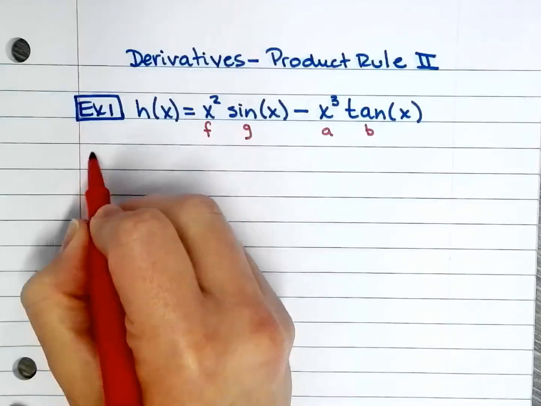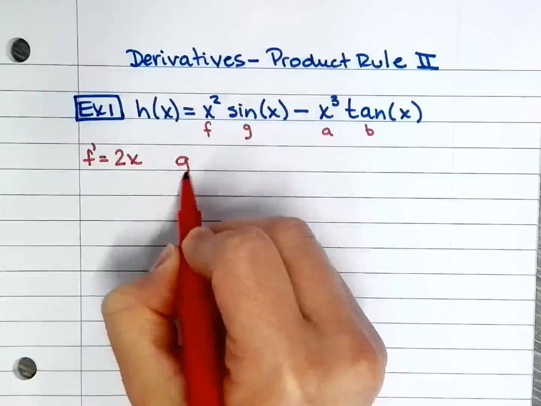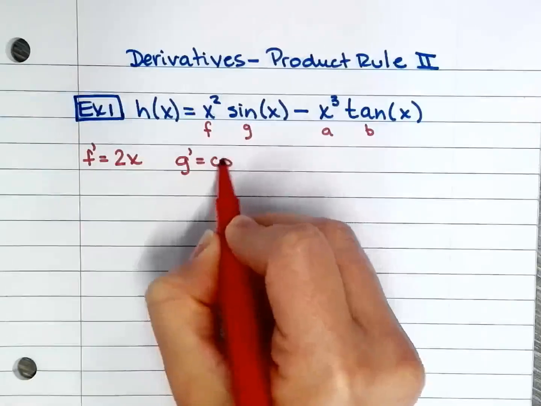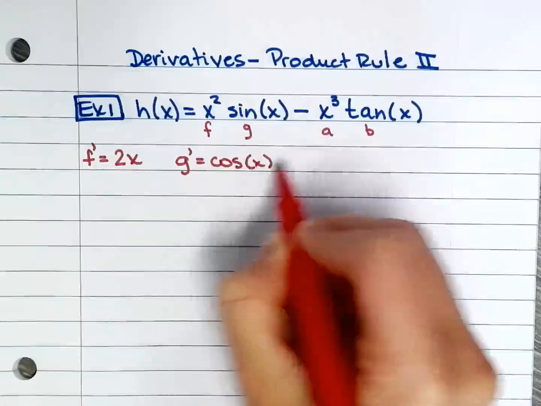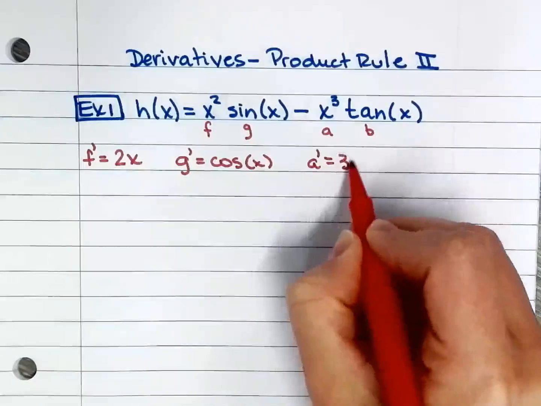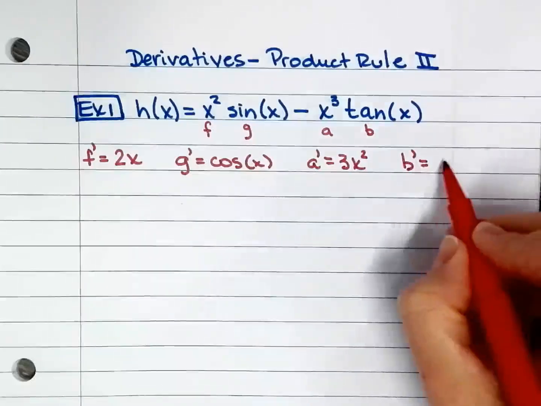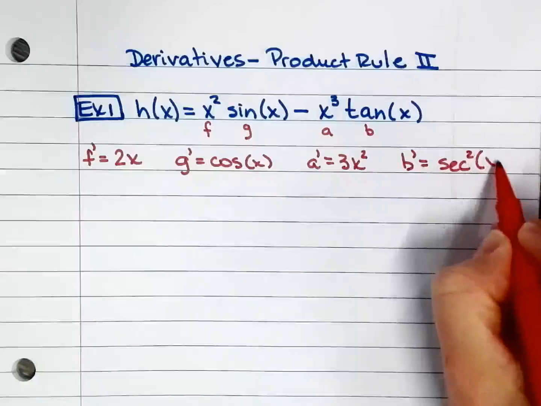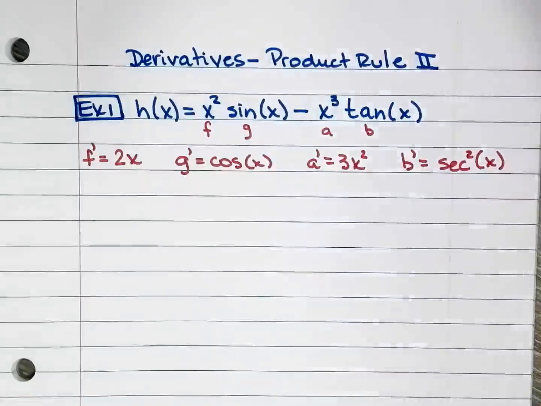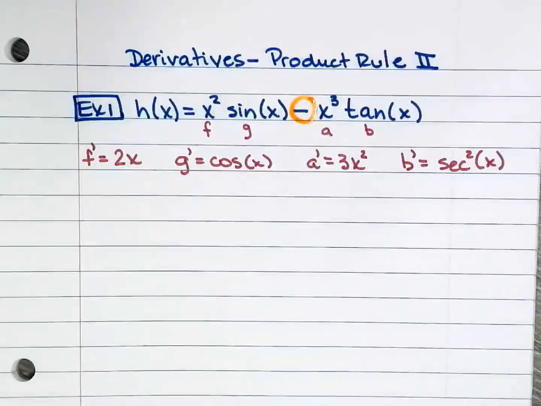Okay. The derivative of f is 2x. The derivative of g is cosine of x. The derivative of a is 3x squared. And the derivative of tangent is secant squared of x. I want to highlight this minus right here in the middle. That's not your friend. That's what usually gets everybody right there.